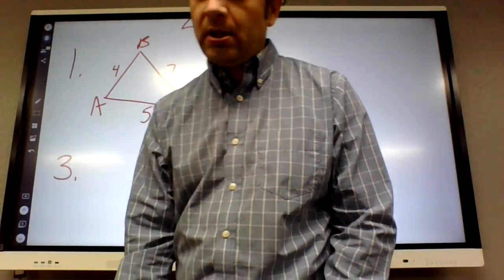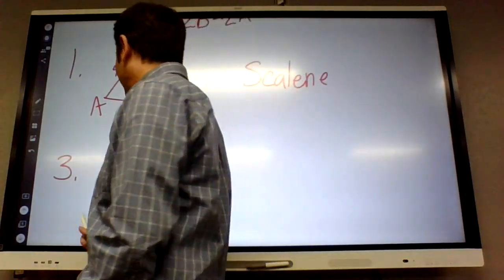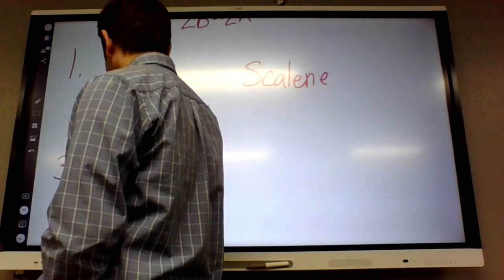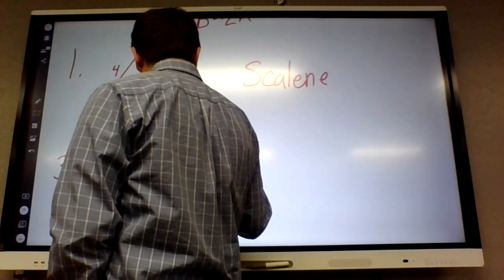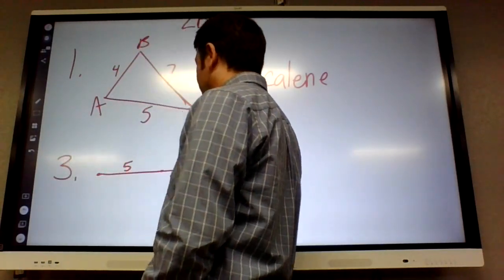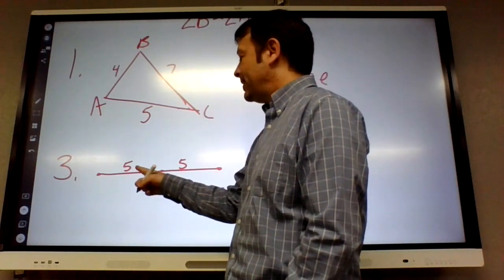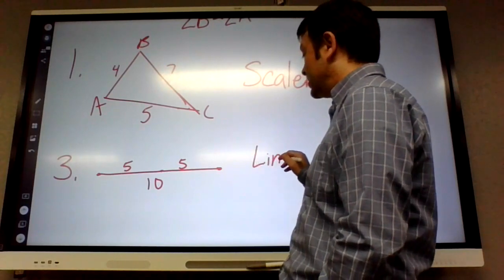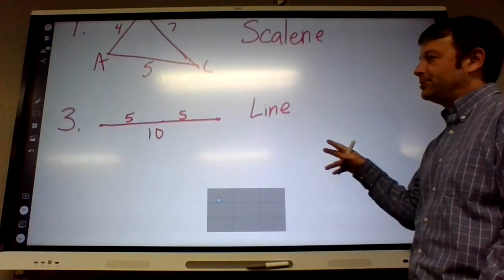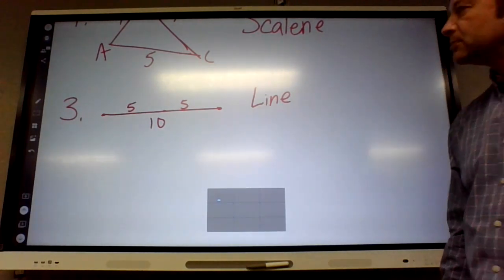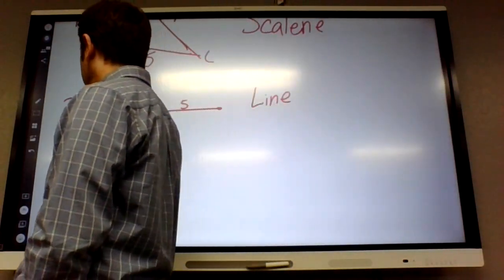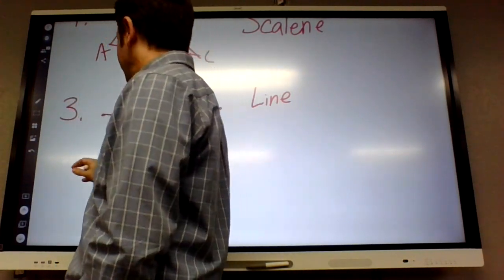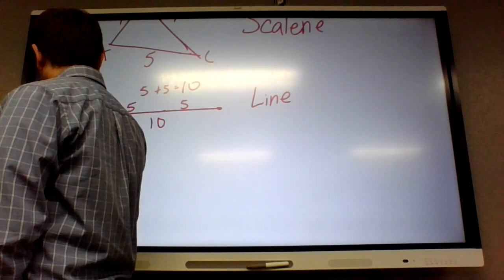Number 3. Okay, this one has a 5, a 5, and a 10. What's the problem with that? It's going to create a straight line. Yeah, so 5 and 5 are just long enough to reach 10, so they can't make a triangle. So in this case, we're just going to put, it makes a line, not a triangle. So if 5 plus 5 equals 10, that's not going to make a triangle. So not long enough.